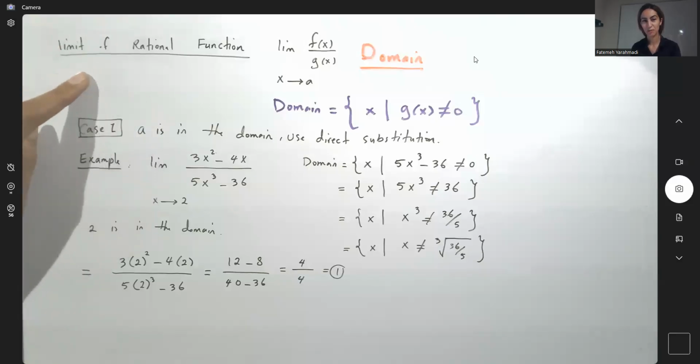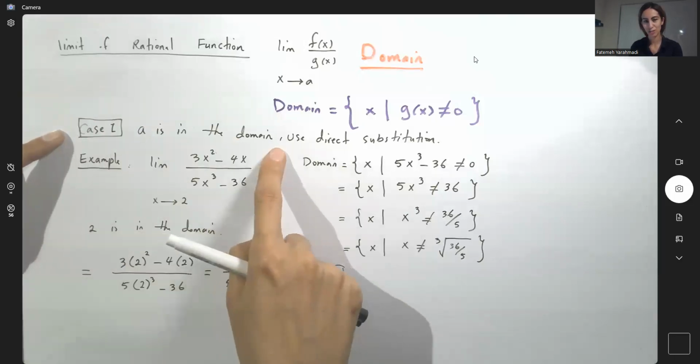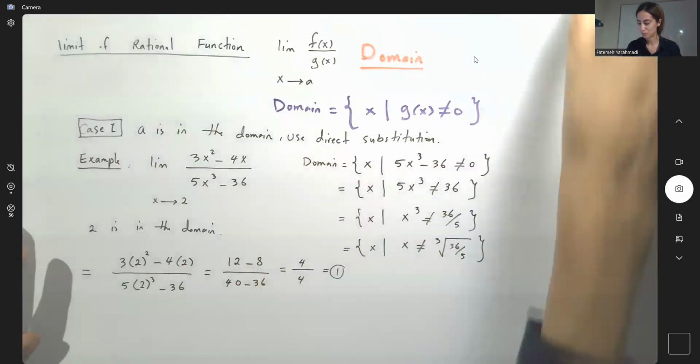We're talking about the limit of rational functions. The very first case was the case that a is in the domain of the function, so you're going to use direct substitution. Now let us move on to case 2.